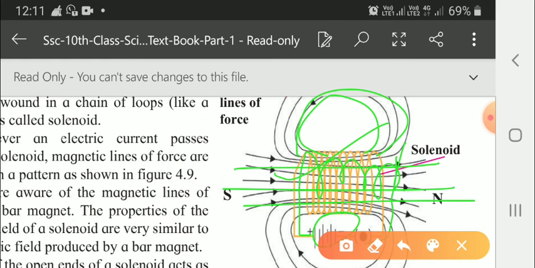Now we should know that we have already studied the magnetic lines of force of a bar magnet in lower standards, the 8th standard, 9th standard. The properties of the magnetic field of a solenoid are very similar to the magnetic field produced by the bar magnet. Now, one open end of the solenoid acts as a magnetic north pole and the other one acts as the south pole. So the magnetic lines of force inside the solenoid are parallel to each other. This we have to remember.